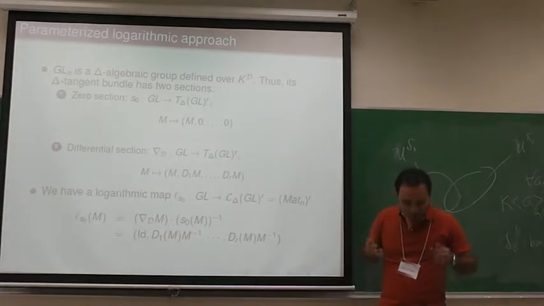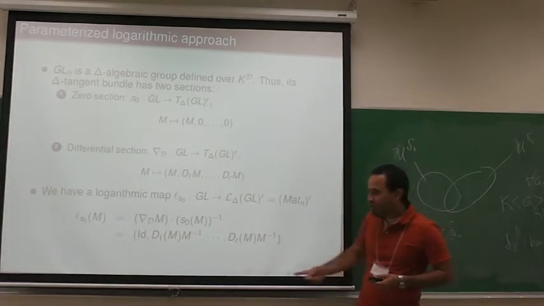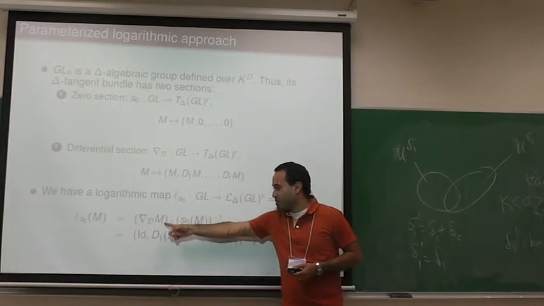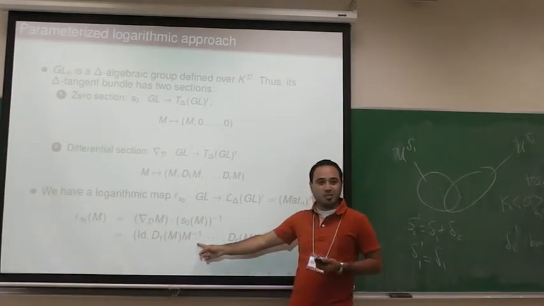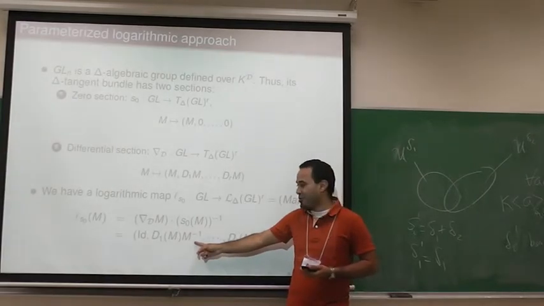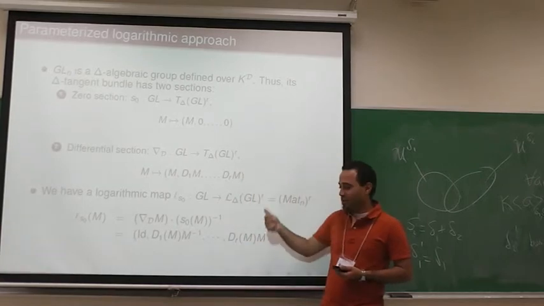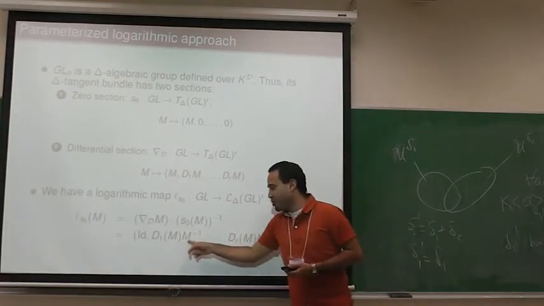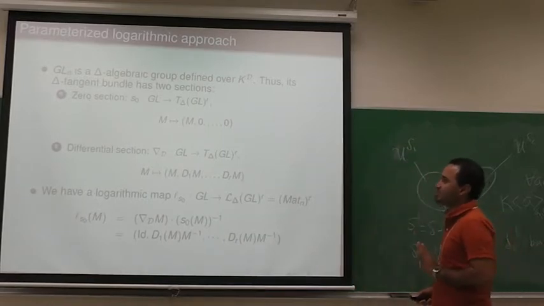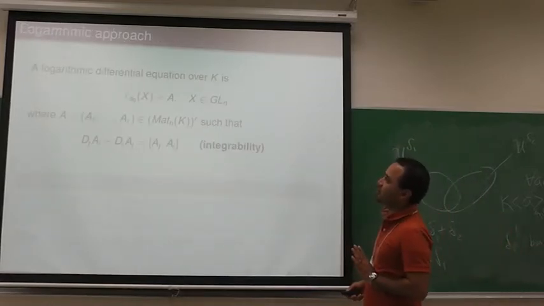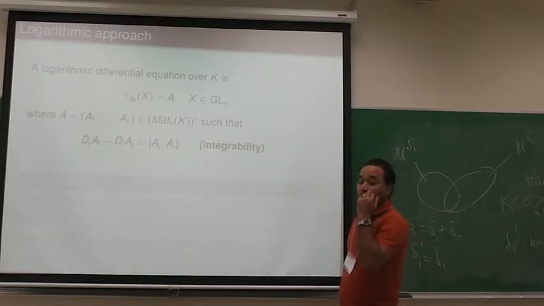And you can compute it. It turns out just to be this. This product, section times section inverse, is what everybody calls the logarithmic derivative. This is the logarithmic derivative in the case of linear algebraic groups: derivation of M over M. Okay, this is standard. Nothing new about this. So now, of course, we can rewrite the system.